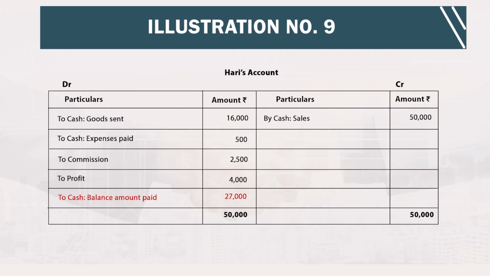4,000. Now, Hari's account, come to debit side: to cash account, goods sent rupees 16,000; to cash, expenses paid rupees 500; to commission rupees 2,500; to profit rupees 4,000. Now come to credit side: by cash, sales rupees 50,000. Close this account, total is 50,000. There is a difference on debit side rupees 27,000. To cash, balance amount paid.